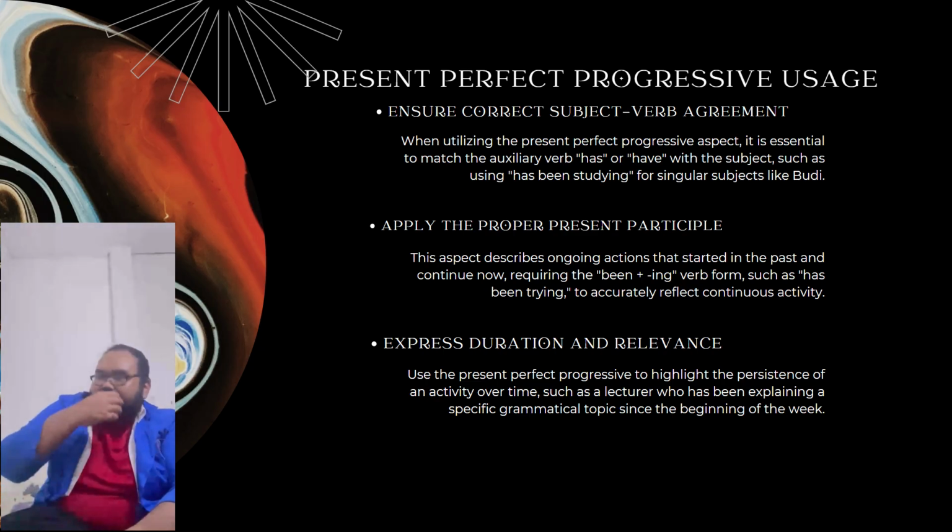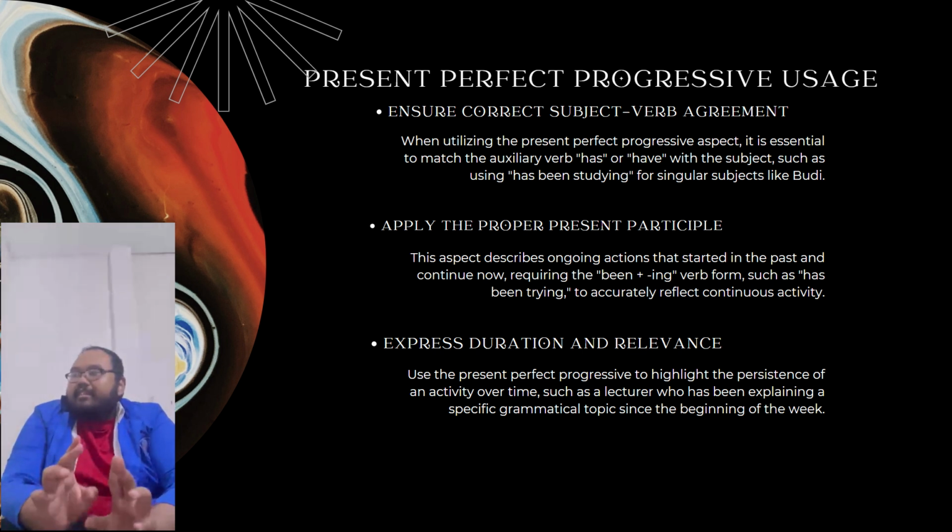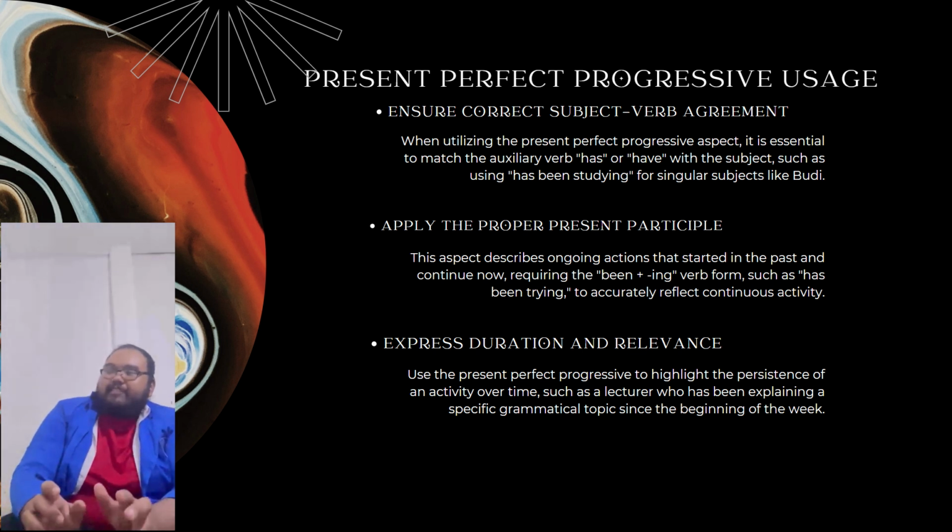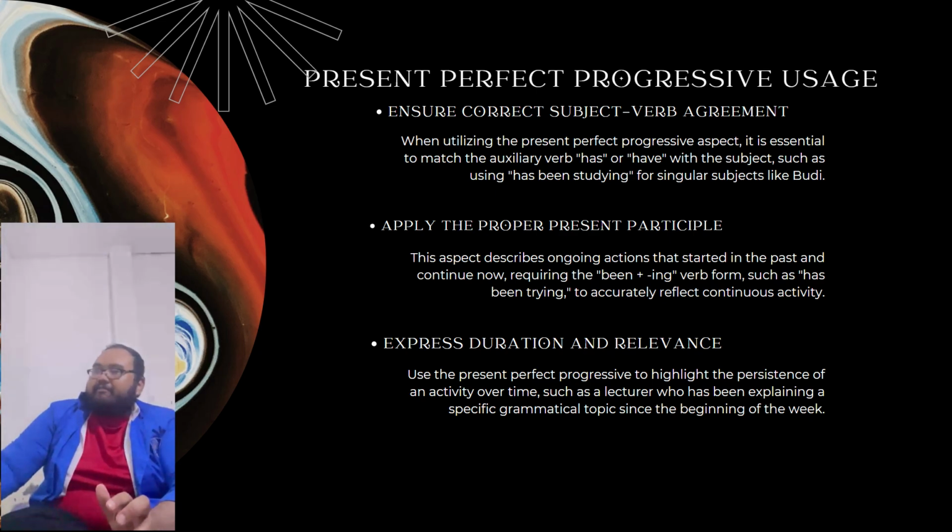This aspect describes an ongoing action that started in the past and continues now, requiring the "been" plus "-ing" verb form, such as "has been trying," to accurately reflect continuous activity. Express duration and relevance. Use the present perfect progressive to highlight the persistence of an activity over time, such as a lecturer who has been explaining a specific grammatical topic since the beginning of the week.